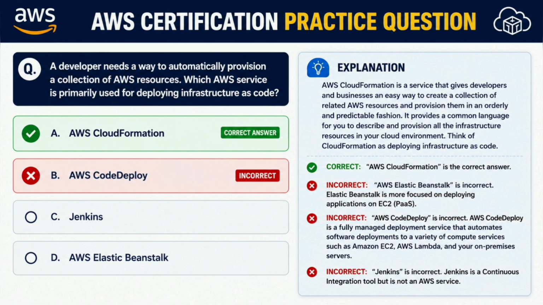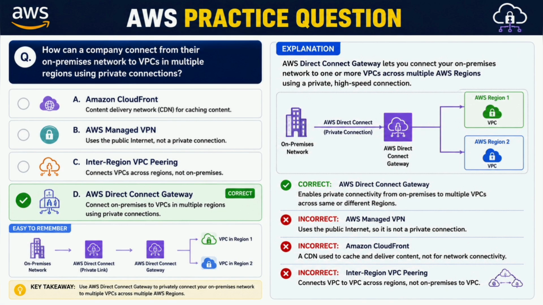And Jenkins is also a wrong answer, because Jenkins is a continuous integration CI tool, but it is not an AWS service. So Jenkins is also a wrong option. And AWS Elastic Beanstalk is incorrect, because Elastic Beanstalk is focused on deploying applications on EC2, that means PaaS. So it's also incorrect.